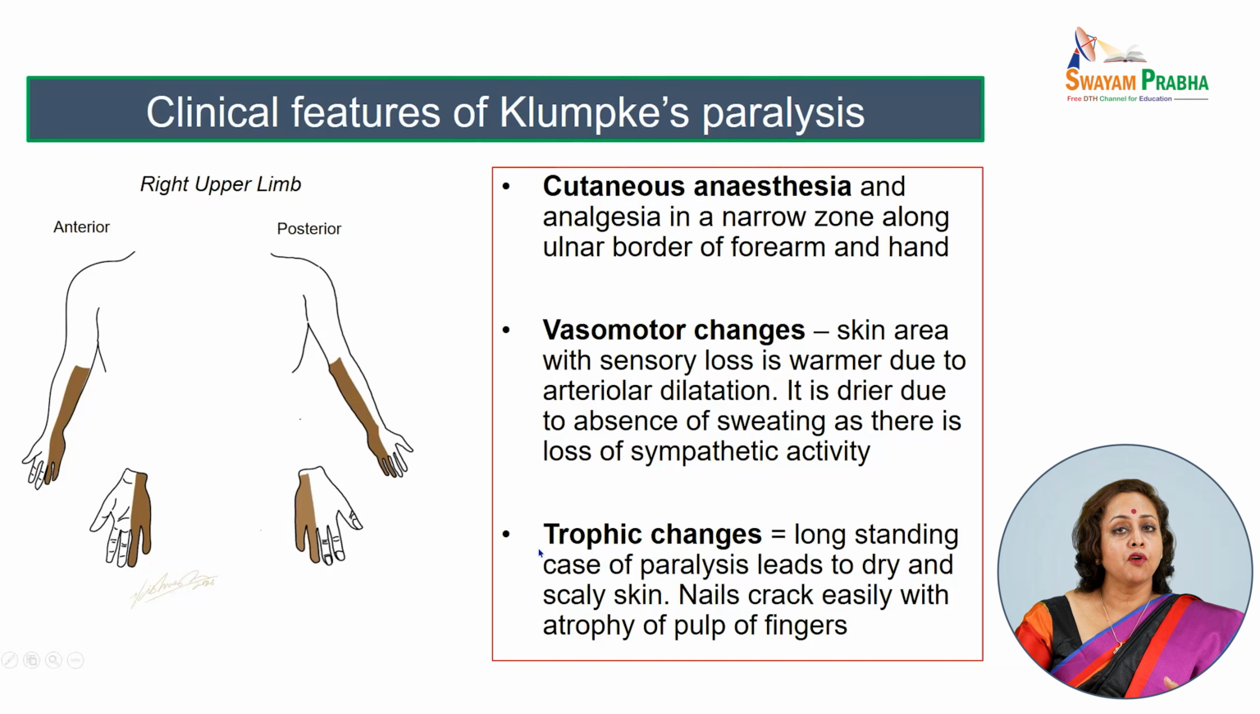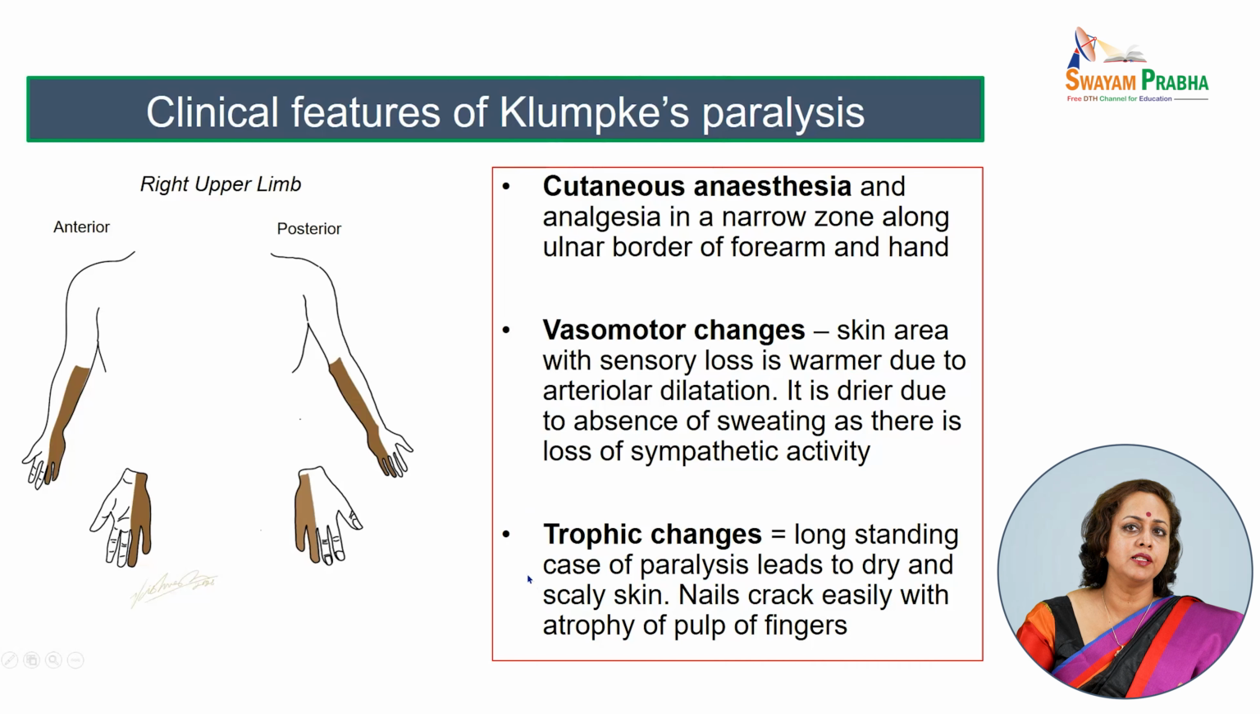Then you will get trophic changes. Why? Trophic changes come during long standing cases, after several months. You will get paralysis first, then this leads to drying and scaly skin because, as we said here, absence of sweating because there is loss of sympathetic activity. Then you will get dry, scaly skin, the nails will crack easily and there will be atrophy of the pulp of fingers. So these trophic changes, remember, will not come immediately, but they will take some time. It will be over a period of a few months or so.